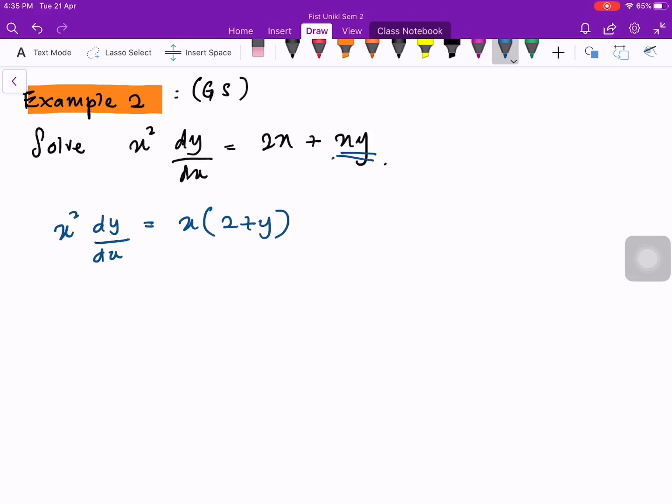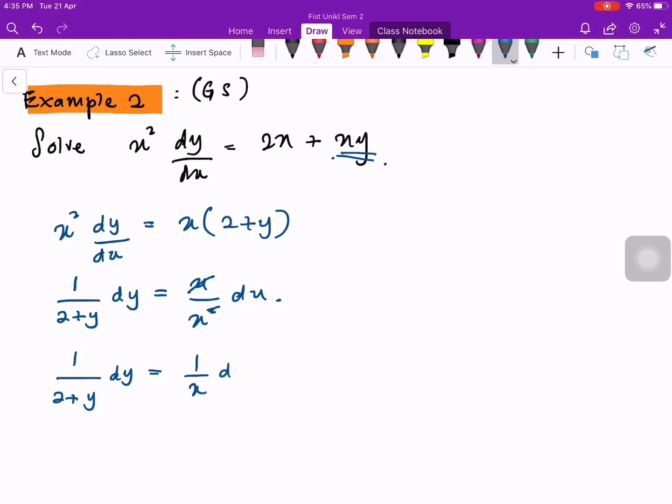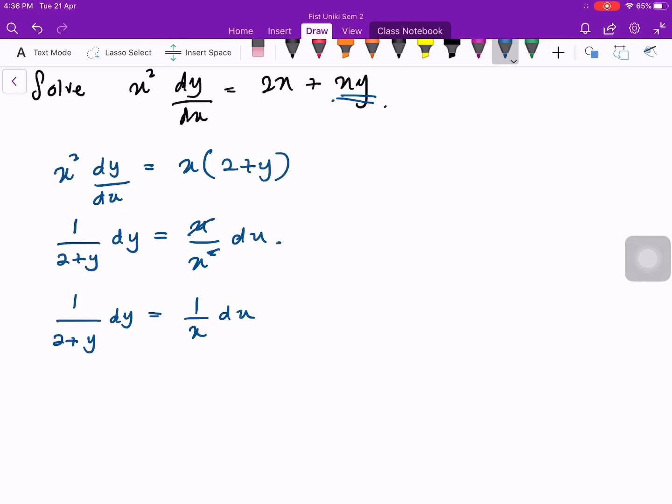Okay, then after I finish this, baru saya lakukan proses cross multiply, di mana saya akan dapat 1 over (2 plus y) dy equals to x divided by x squared dx. Okay, so bila saya simplify kat sini, saya akan dapat 1 over (2 plus y) dy equals to 1 over x dx. Okay, after saya selesai this part, we're going to use the second step, which is we're going to integrate both sides.